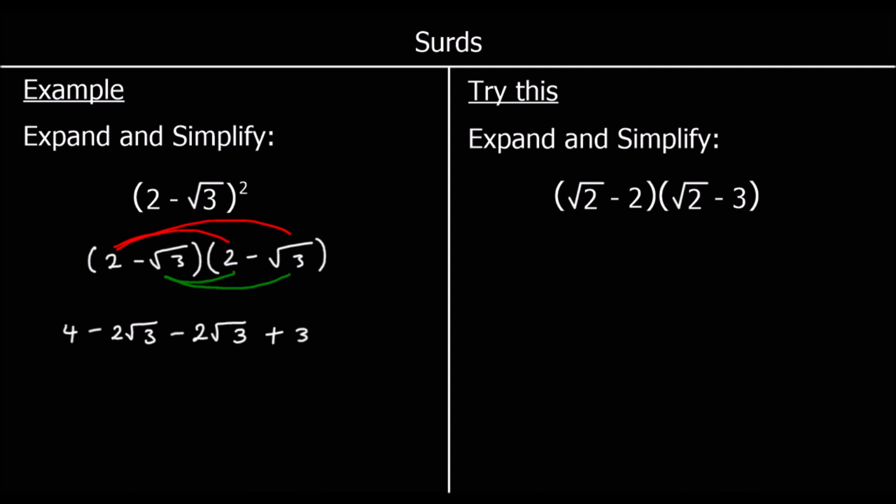So simplifying this, we've got 2 numbers that we can add together. And we've got 2 root 3 terms we can add together. So we've got 4 and 3, which makes 7. And we've got a negative 2 root 3, take away 2 root 3, which goes to negative 4 root 3.